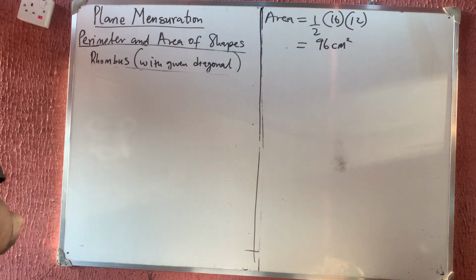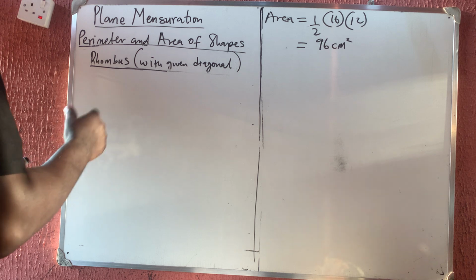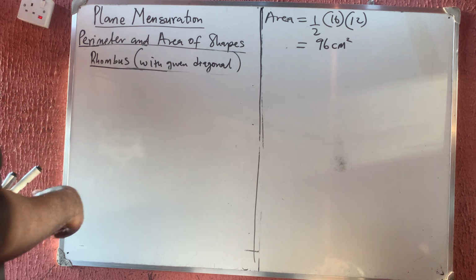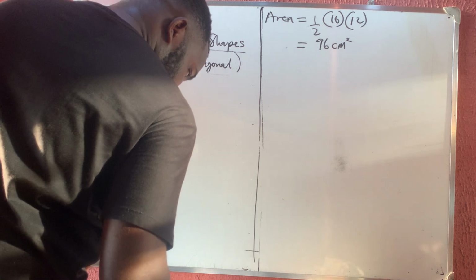So the next one is, in fact, the perimeter of the rhombus is 4 times one of the sides, because all of the sides are equal. Okay, so we'll go to the next question.